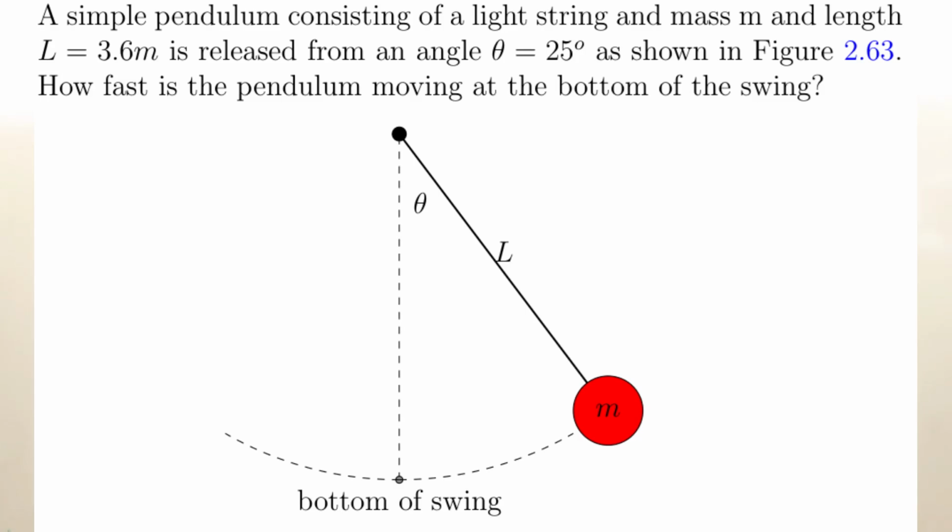A simple pendulum consisting of a light string and mass m and length L equals 3.6 meters is released from an angle theta equals 25 degrees, as shown in figure 2.63. How fast is the pendulum moving at the bottom of the swing?